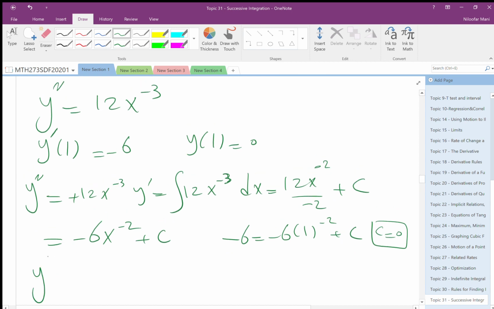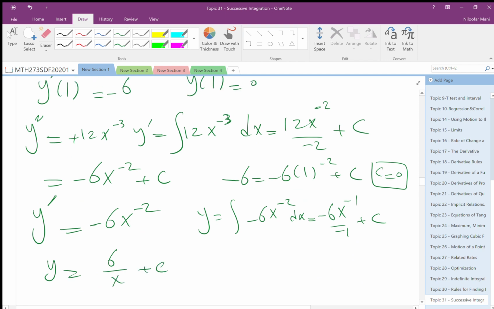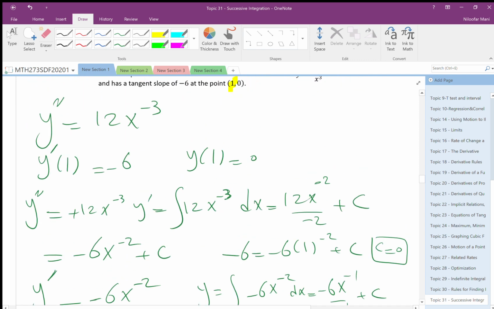Okay, so I can continue to y. So what is y here? y is the integral of y prime. Let me make it easy for you. So y prime, just the original y prime. What is the original y prime? y prime is -6 x to the power -2 plus 0. So y is the integral of that dx, which is -6 x to the power -1 divided by -1 plus c, which is y equals 6 over x plus c. And then I want the other c, so I know y at 1 is 0.